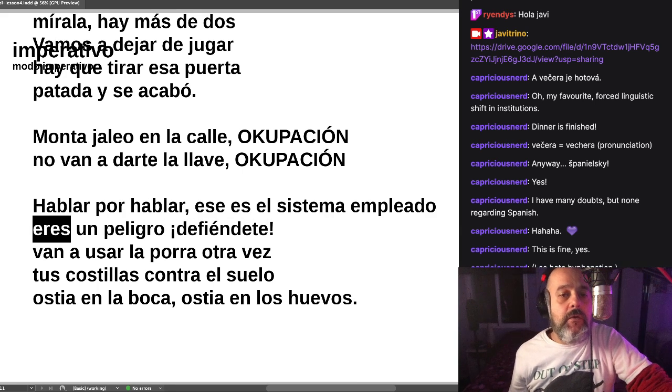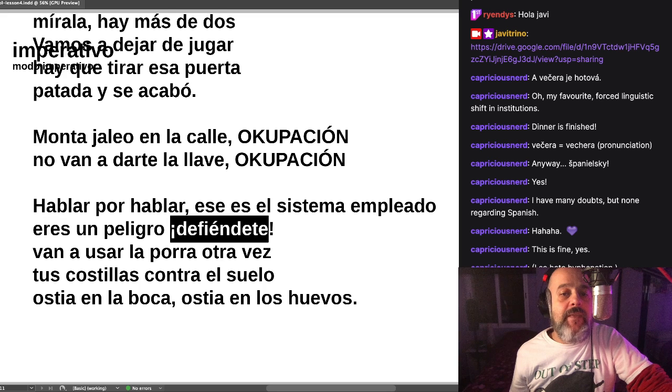Eres un peligro, you're a danger. Defiéndete. And then we have another imperative. Defend yourself. Again, defiende is to defend, and te is the reflexive. So defend yourself. Defiéndete.